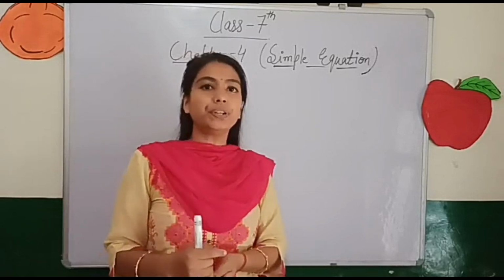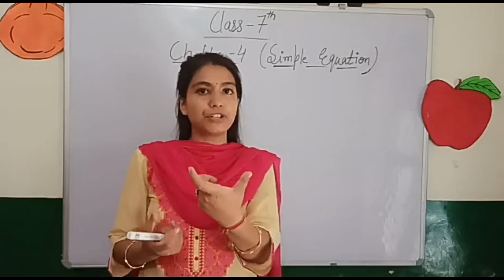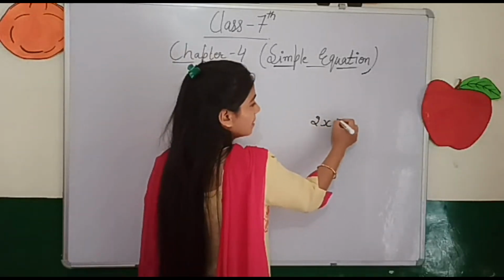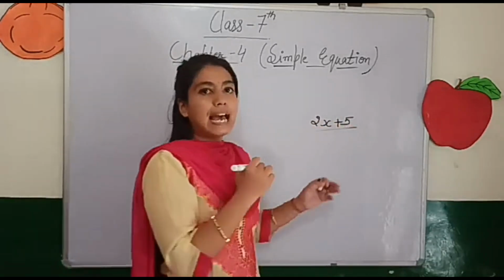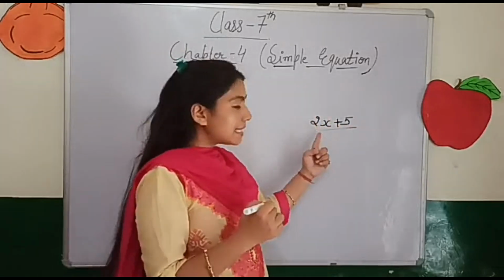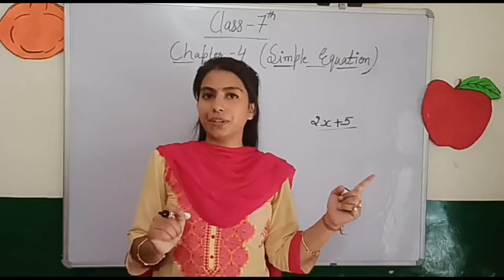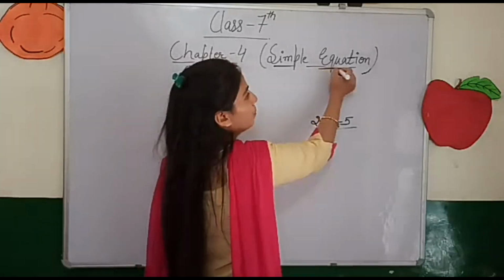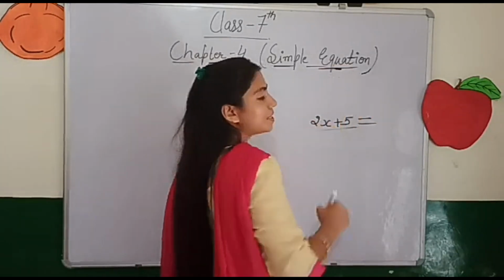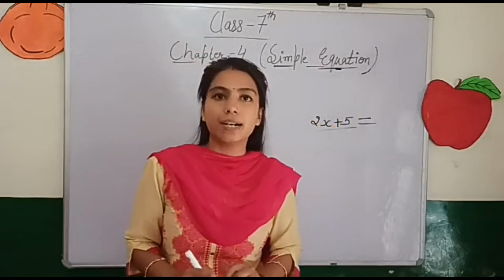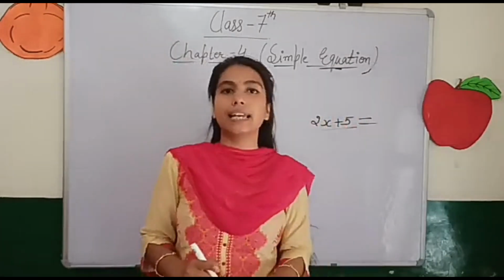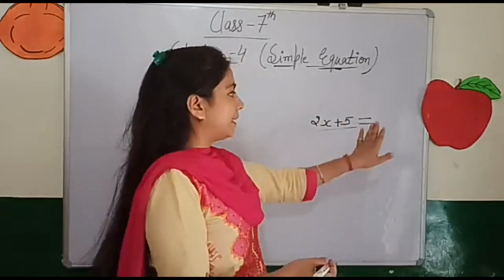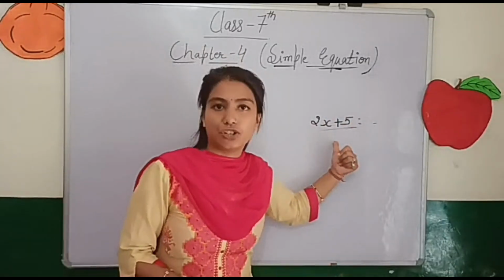Students have a lot of problems with expression and equation, so I am going to tell you what an expression is. An expression is any simple term. Suppose 2x plus 5. This is an expression, but this is not an equation. Why? Because equation means eq means is equals to. Whenever a term has an is equals to sign, the term is called an equation. Otherwise, the term is called an expression.